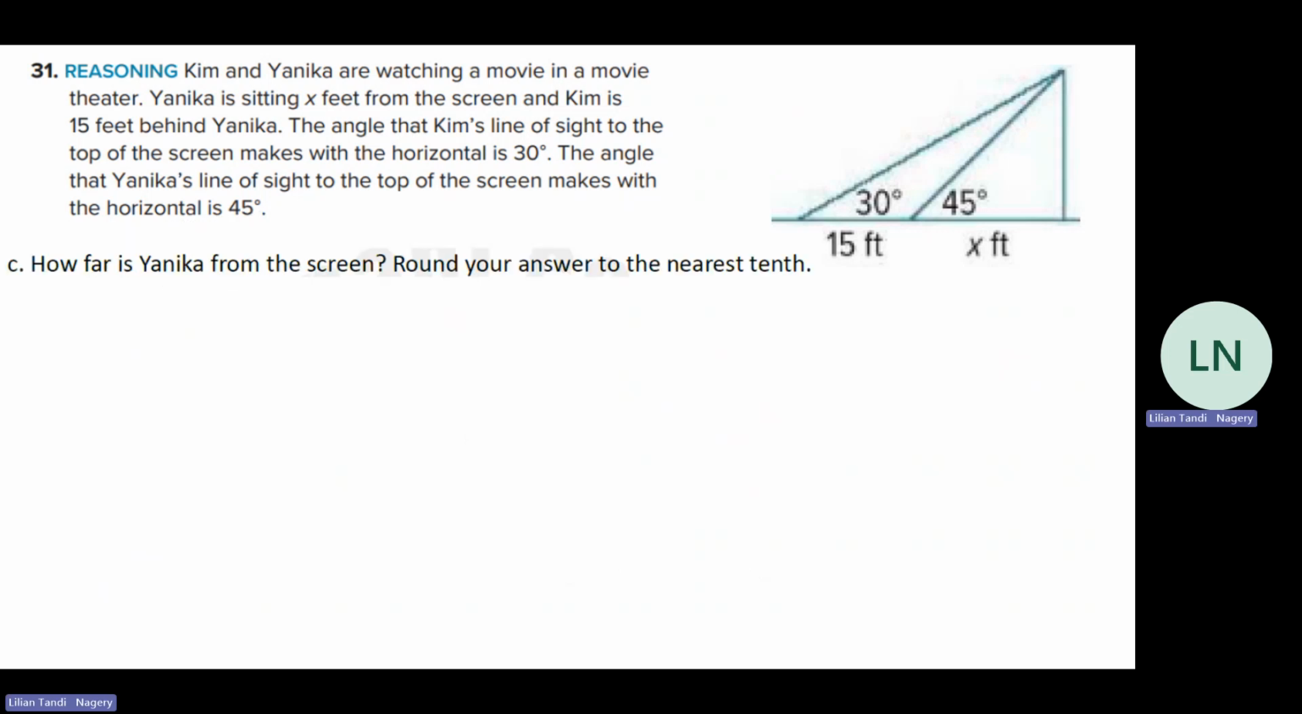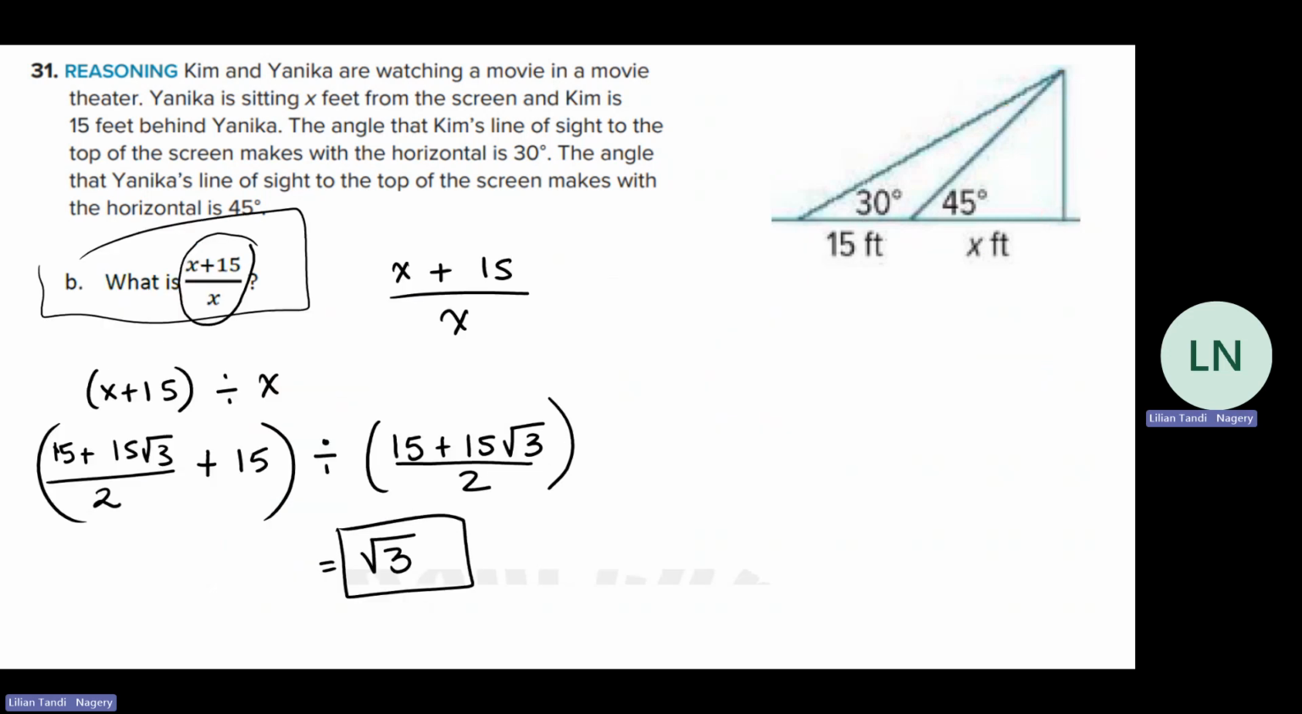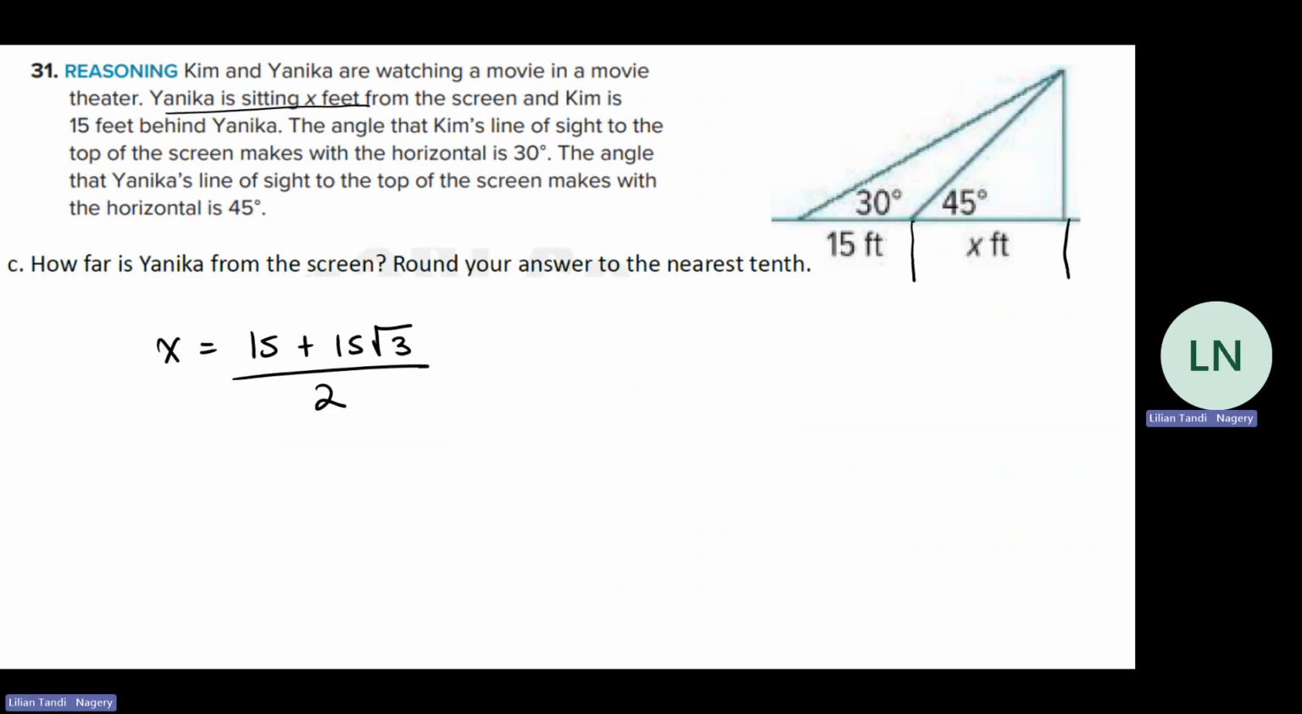All right, we move on. How far is Yannicka from the screen? Okay. To the nearest tenth. So Yannicka is here, sitting X feet from the screen. So we know that X is 15 plus 15 square root of 3 divided by 2 because we found it over here. Okay? So now they want our answer as a decimal to the nearest tenth.